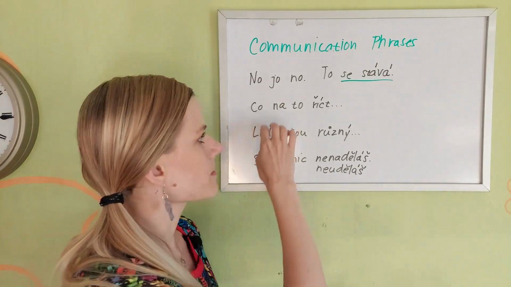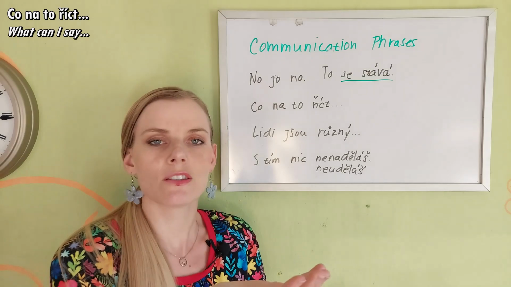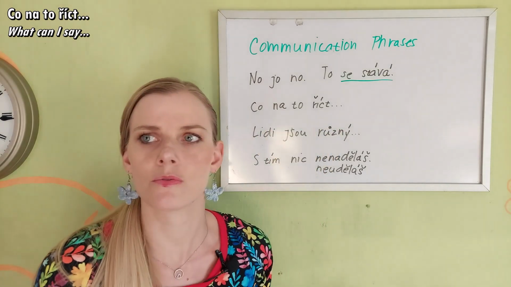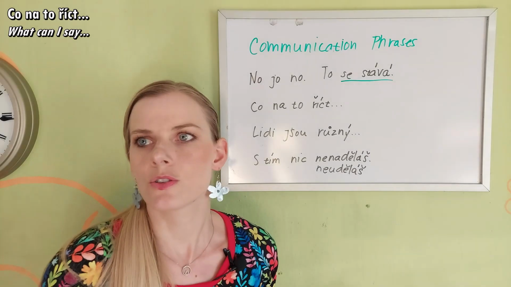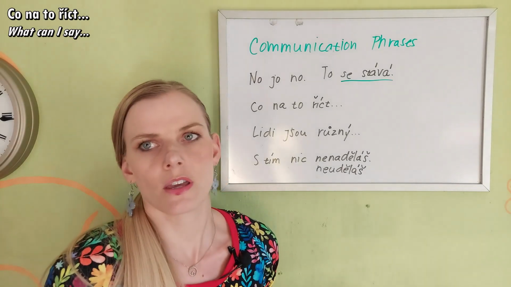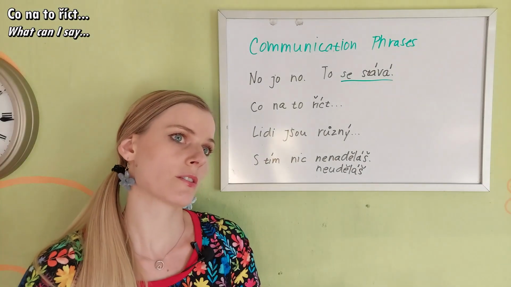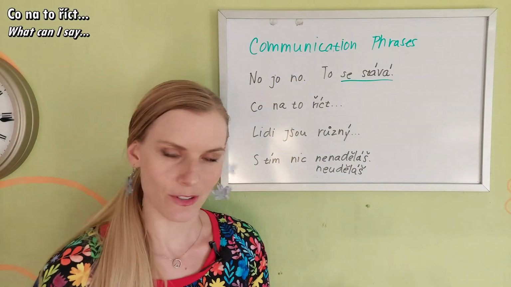Next sentence is co na to říct? Co na to říct? What can you say? Or what can I say? This sentence is kind of passive. Literally, it means what to say to that. In English, you can say, what can I say? What can you say? Co na to říct? You can combine it with this one again. No jo no, co na to říct?